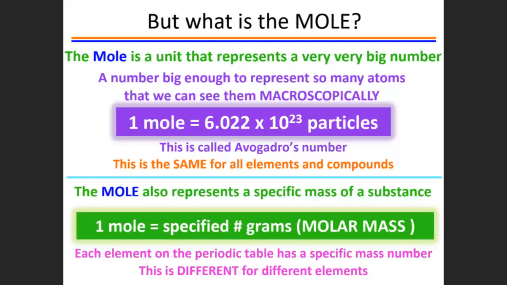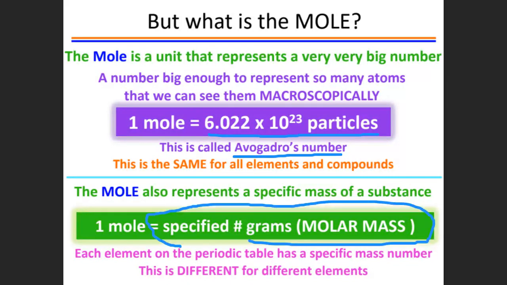Mole is a unit that represents a very, very big number. And see here, 1 mole equals this amount of particles, and this is called the Avogadro number, and 1 mole contains the specified gram molar mass. And this molar mass we find from the periodic table. So I think the way I explained, that's very straightforward, correct? So step by step, you guys can just match.